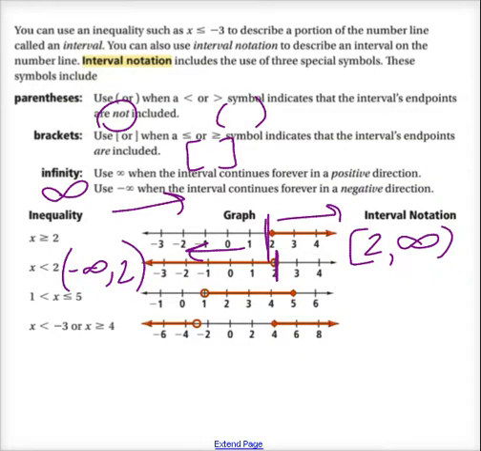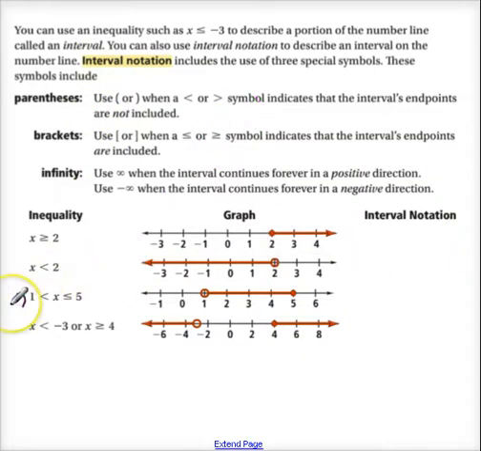All right, here's a compound example. 1 is less than x, which is less than or equal to 5. So here's my interval right here. Starting on the left, I have an open circle at 1. So parentheses, because it's not included, and it ends at 5 with a filled in circle, so that would be a bracket.